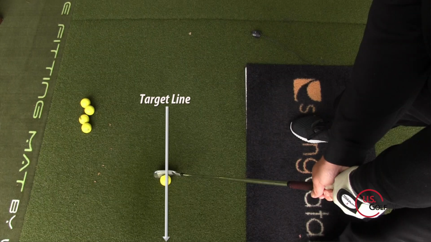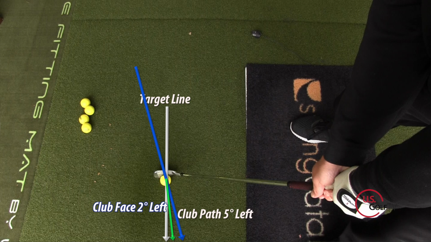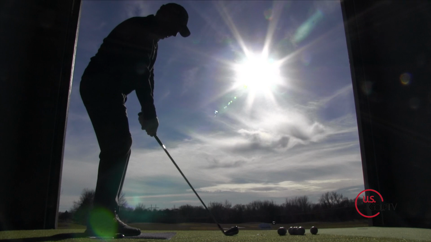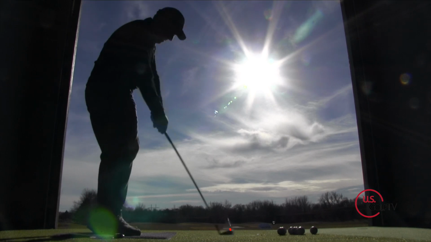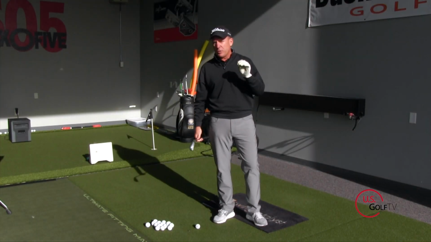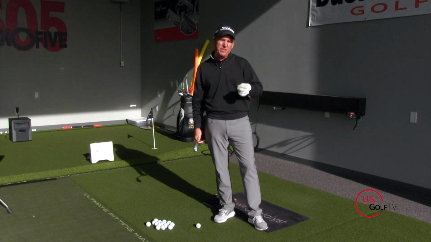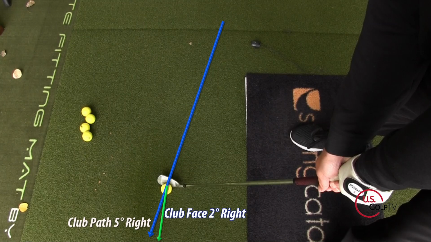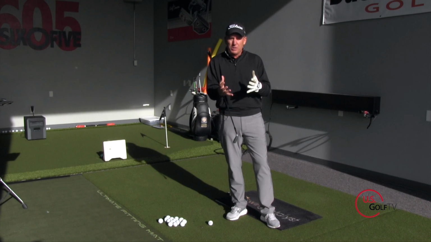On the flip side, if I've got a path that's going to the left of the target 5 degrees, and the club face is only 2 degrees to the left, once again, I've got a difference of about 3 degrees, but on the opposite side, so I'm going to create a different type of shot, i.e. a fade or a slice. So once we understand that what really creates curve in the golf ball, assuming we've hit it in the center of the face, is the difference between the path and the face, now we've got some things that we can work with. So let's dive into how you can do that.